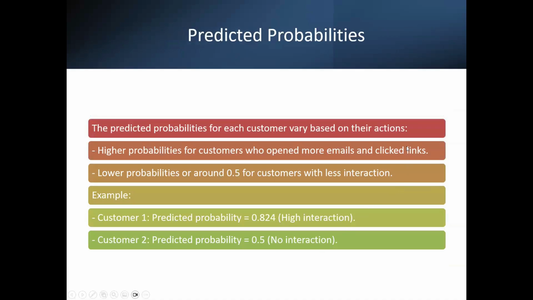Predicted probabilities. The predicted probabilities for each customer vary based on their actions. Higher probabilities for customers who open more emails and click links. Lower probabilities are around 0.5 for customers with less interaction. Example, customer 1, predicted probability is 0.824, high interaction. Customer 2, predicted probability is 0.5, no interaction.